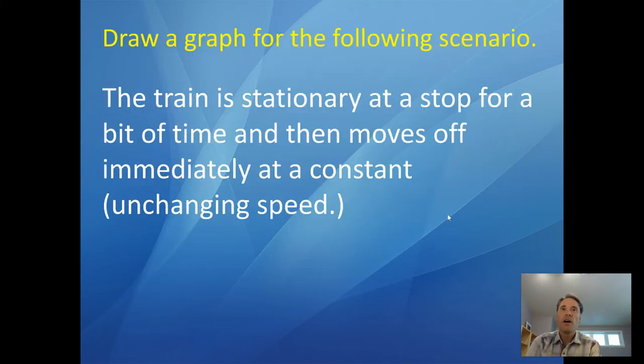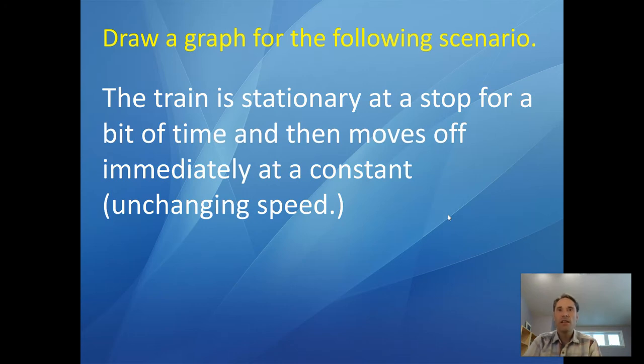A train is stationary at a stop for a bit of time, and then it moves off immediately at a constant, unchanging speed. So let's think about it again. Train is stationary. Stationary just means not moving. It's a fancy word that just means not moving, right? So the train is stationary, not moving at a stop for a bit of time. How much time? Not that important here. We're just trying to get the gauge here. And then it moves off immediately at a constant speed, unchanging. So how do you draw something like that?